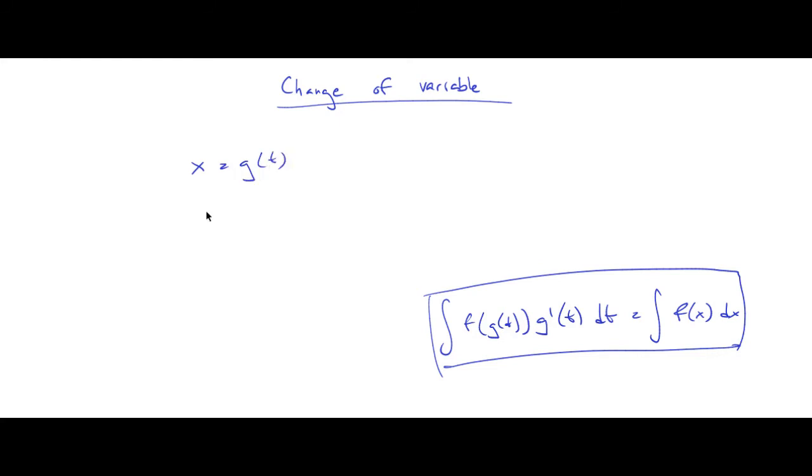So typically we say, well, dx is d of g of t, which is g prime of t dt, right? So depending on the example, you just need to substitute dx times this.